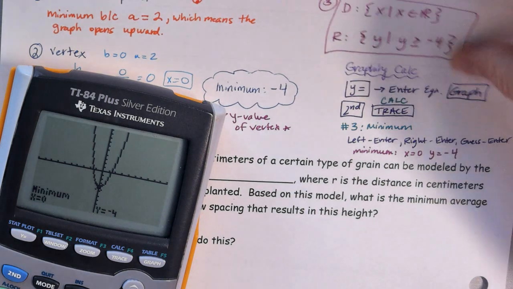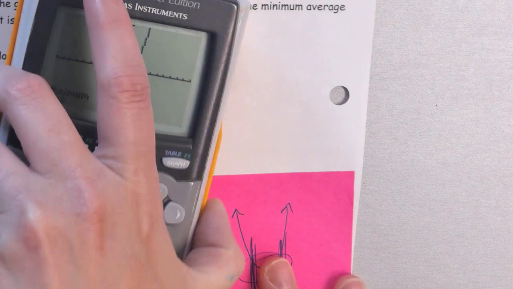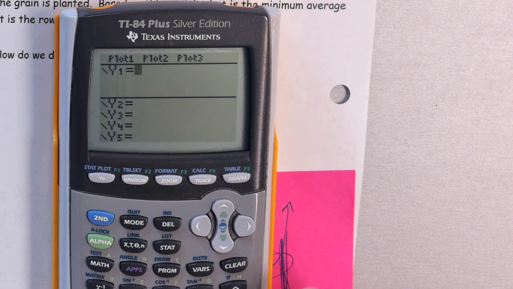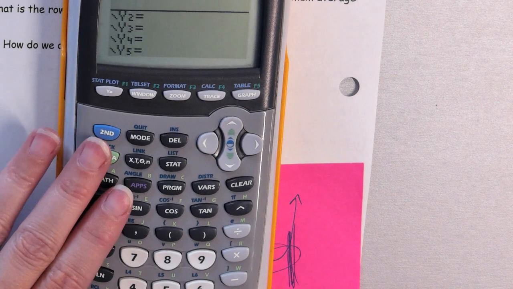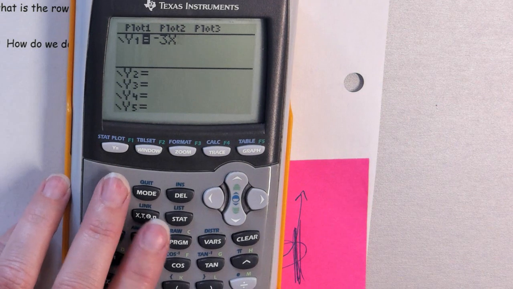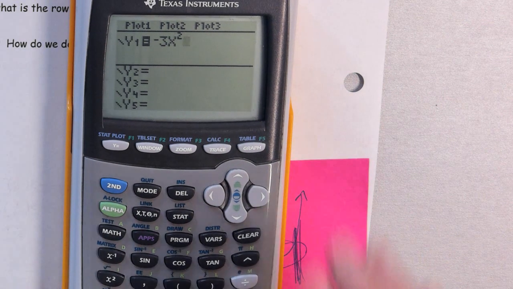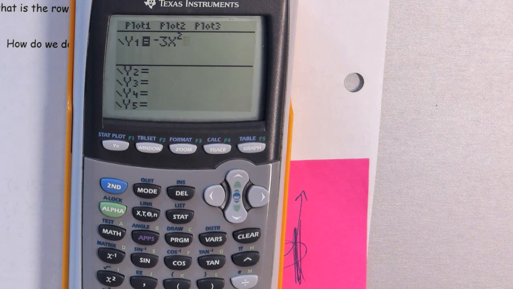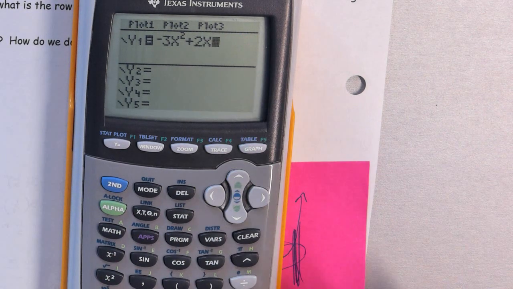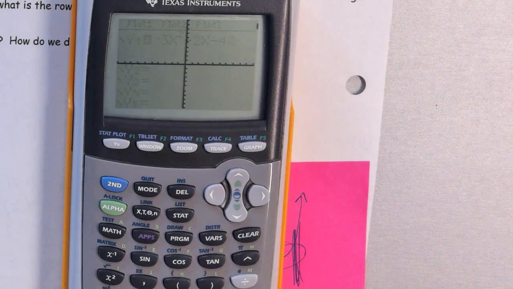So for part A, our function was negative 3x squared. So if it's a negative, you have to use the negative. You cannot use the minus sign, or else you're going to get a syntax error. You can only use the minus sign if it's subtraction like this, minus 4. Okay, and then we're going to graph it.